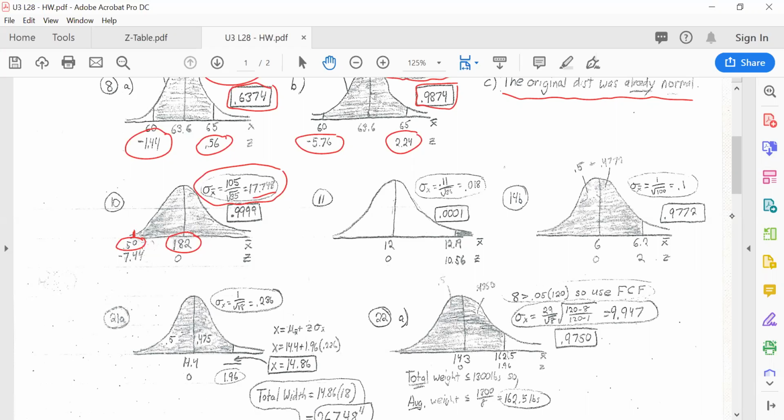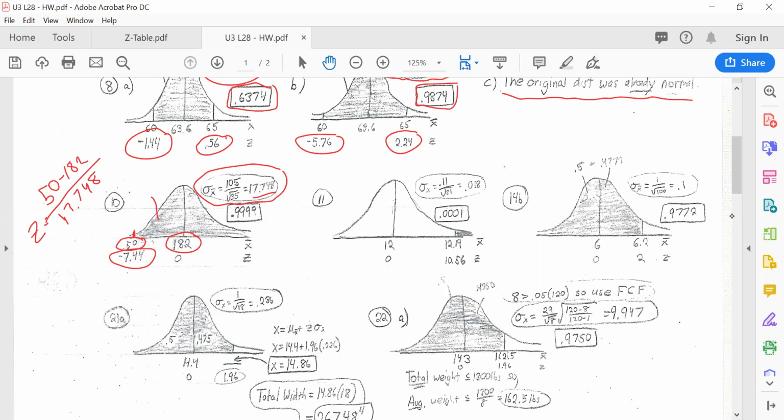I will calculate the z-score one more time here. It will be z equals 50 minus 182 divided by the standard error of 17.748. This is just a z-score question, everybody. And that gives me a super low z-score, negative 7.44, way off the charts.